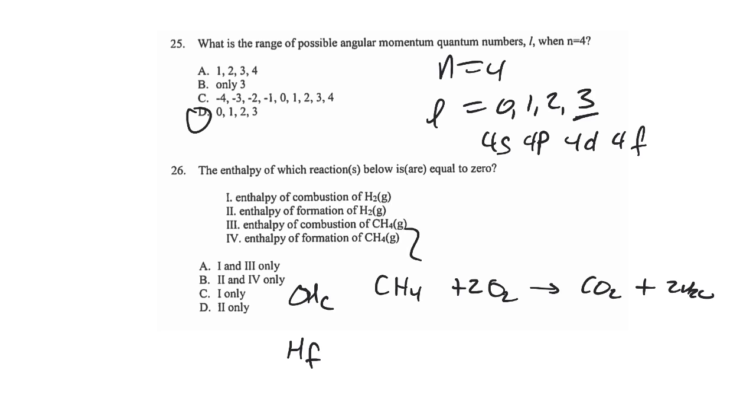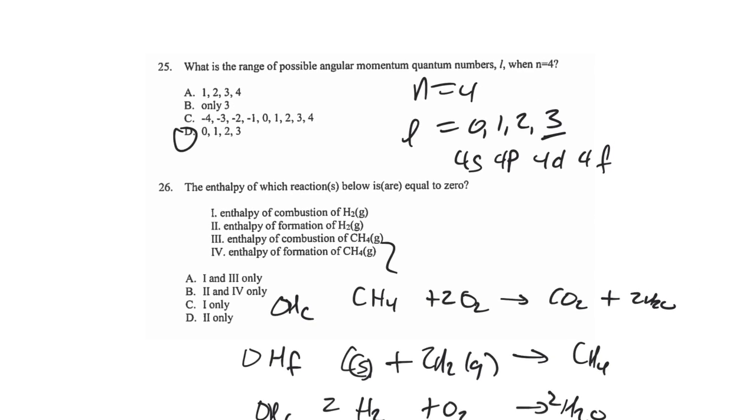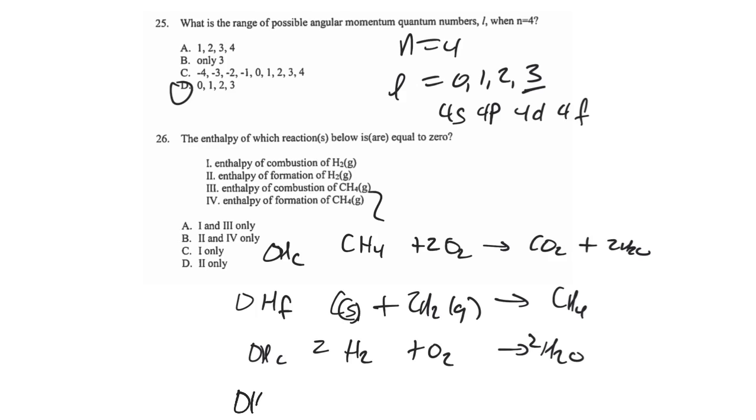The delta HF reaction of CH4 would be CH4 as a product, 1 mole of it, and then carbon in its most stable state, carbon solid graphite, plus 2H2 gas. Likewise, the combustion reaction of H2 would be H2 and O2 combining to form water. So 2 of these, 2 of those. The delta HF reaction of H2 would be H2 as a product coming from its constituent element in its standard state, which is also H2. So the delta H of this reaction, of course, is defined to be 0.